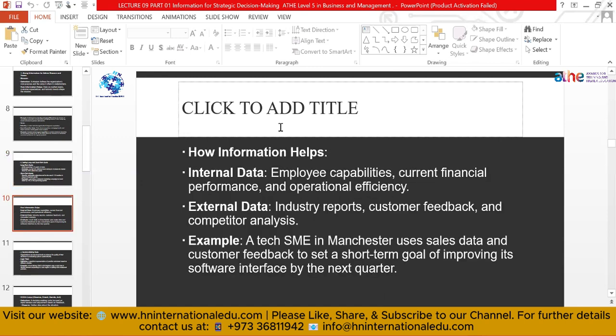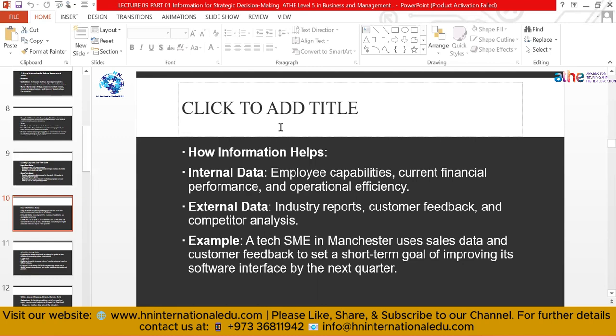Then how does the information help? For the internal data: employee capabilities, current financial performance, and operational efficiency. Employee capabilities, that is, their skills and uniqueness, from which the organization can definitely take advantage. The current financial performance is the status of the organization, regardless of your income statement and balance sheet. And operational efficiency covers the funds we require to make sure that the daily tasks and operations are running smoothly, the daily expenses.